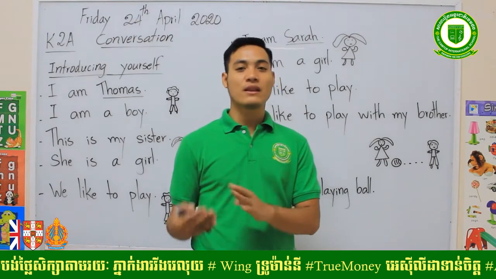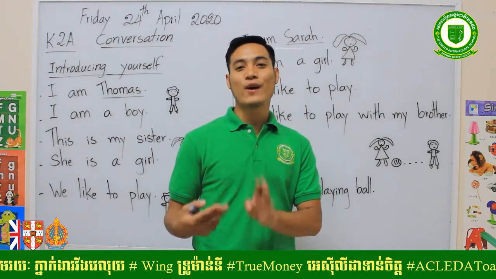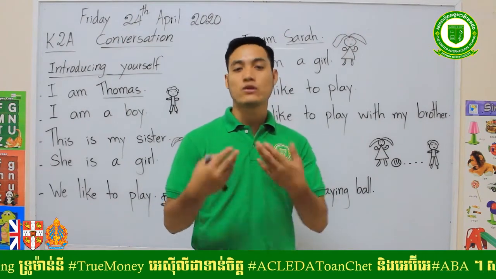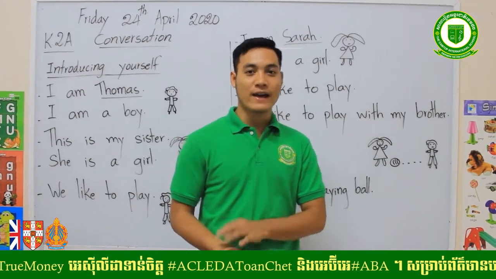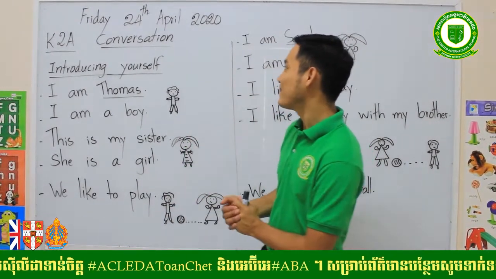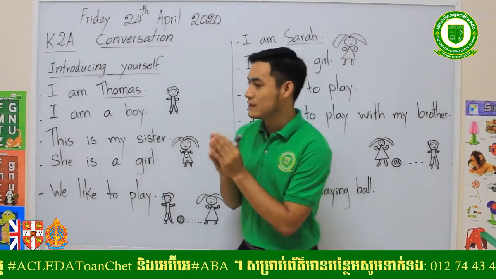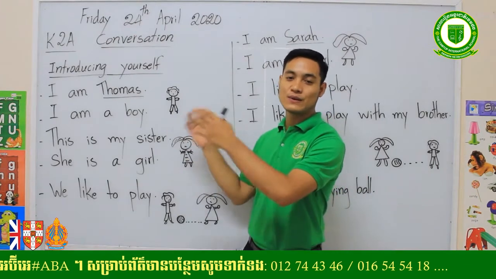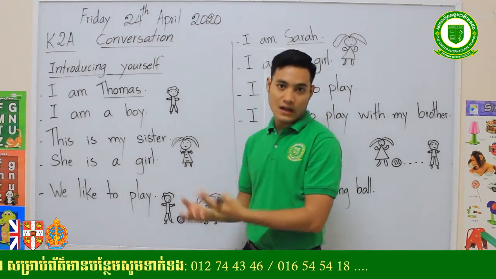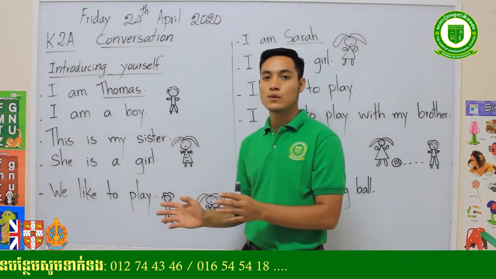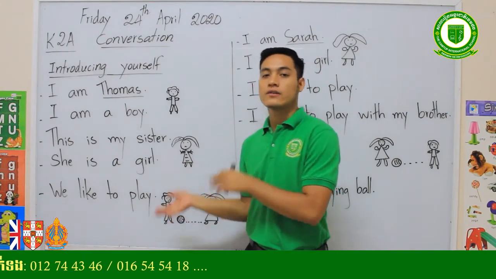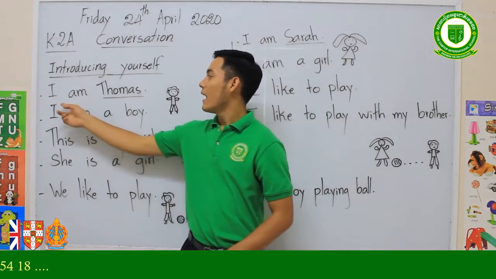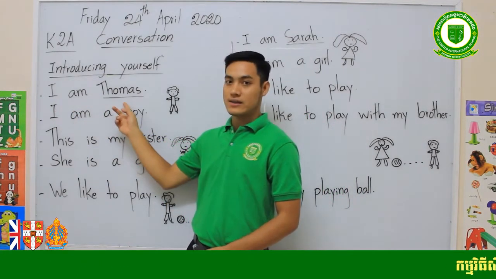Now, after relearning all the phrases and words, we're going to practice our conversation together about how to introduce yourself. So here, we refer to the brothers: the boy is going to introduce himself to his friends or relatives. Let's get started. The boy said, "I am Thomas."